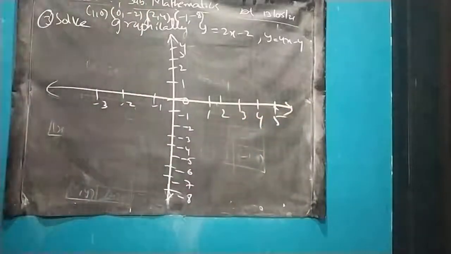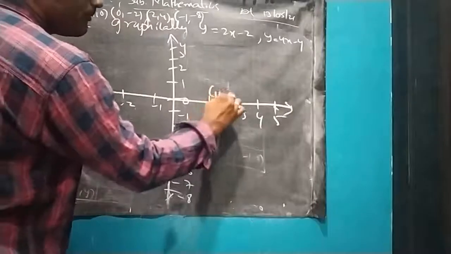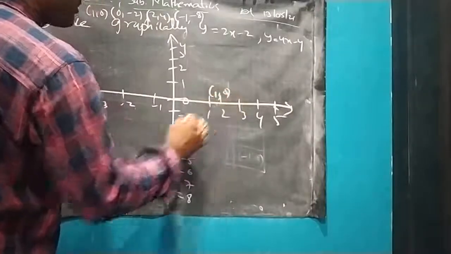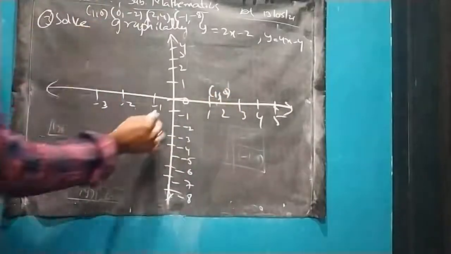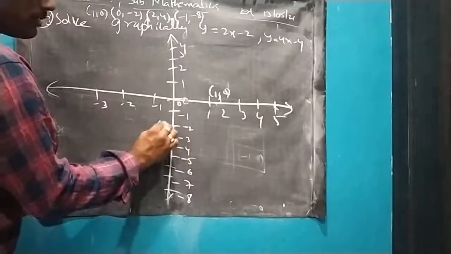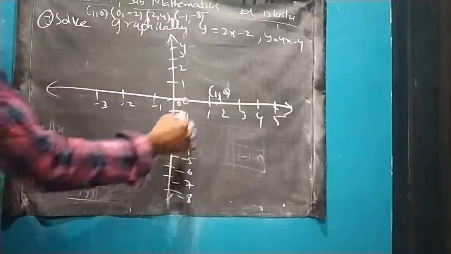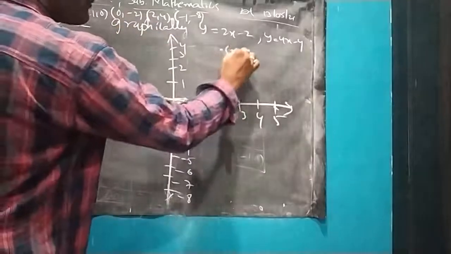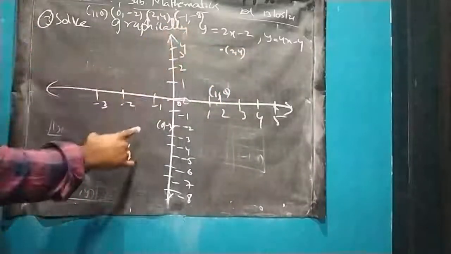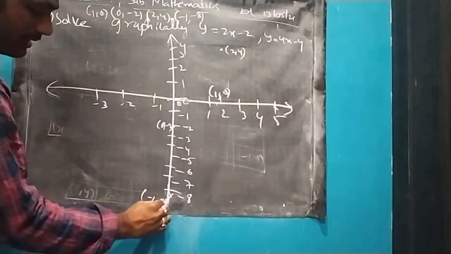What is the first point to be plotted? (1, 0). So here it is (1, 0). Next, (0, minus 2). This is the point (0, minus 2). The third point is (2, 4). This is the point (2, 4). The next point is (minus 1, minus 8). This is the point (minus 1, minus 8).